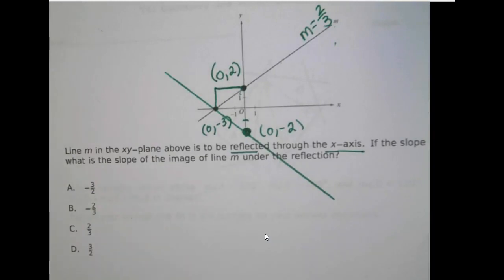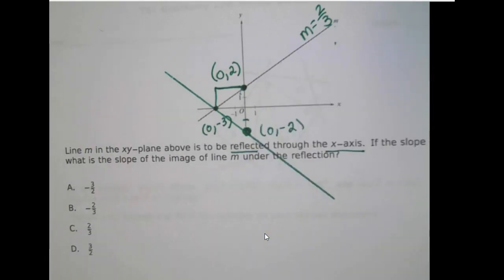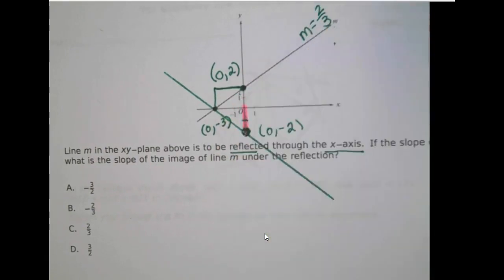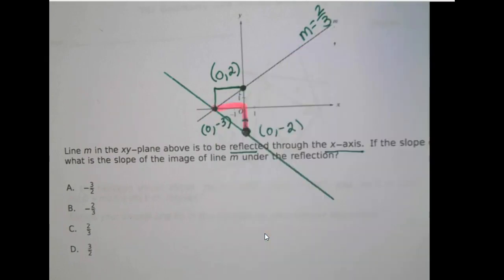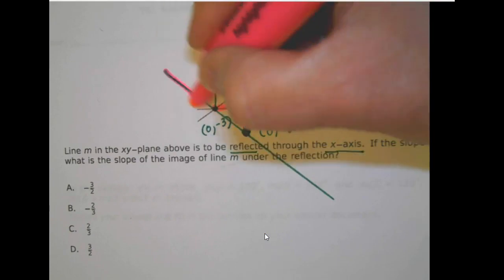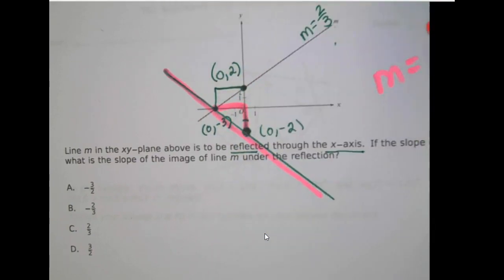And so then the line that's reflected over the x-axis is going to be that line right there. So what's the slope of this line going to be? It's going to rise up 2 and run over here 3, but that's in the negative direction. So this line right here is going to have a slope of 2 over -3.